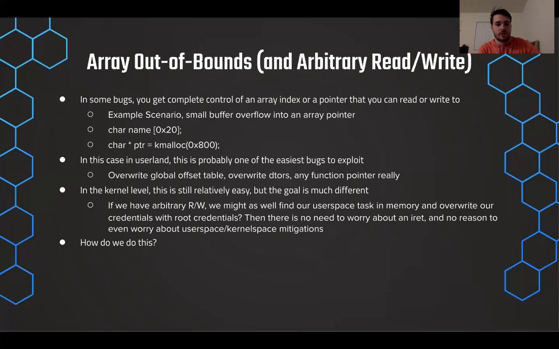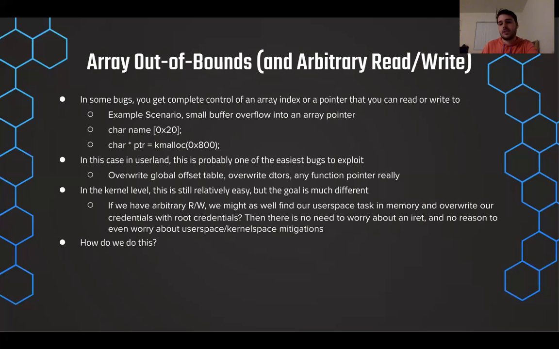If we have this arbitrary read-write, we might as well find our user space task, because these task structs also exist in kernel memory because it manages processes. So if you could arbitrarily read and write, you could do a bunch of reading until you find out where your task is in memory. And then you could just override your credentials in there. That seems like a really nice attack plan.